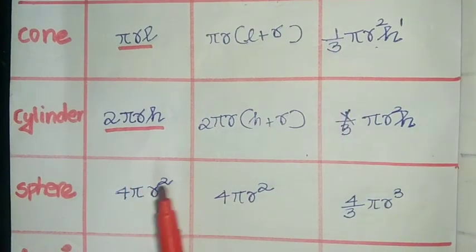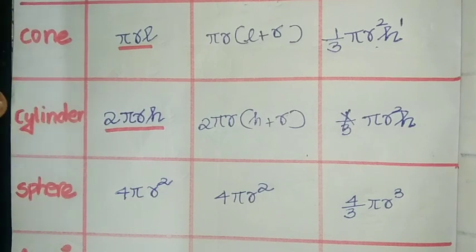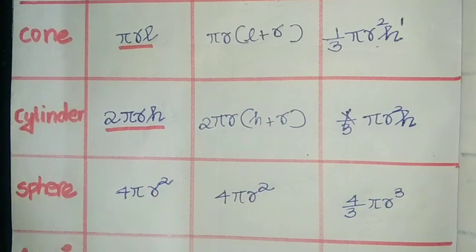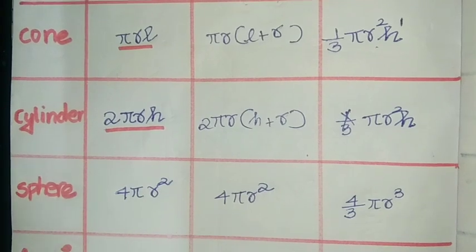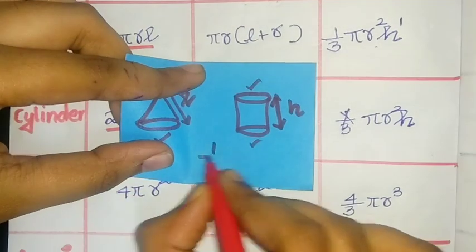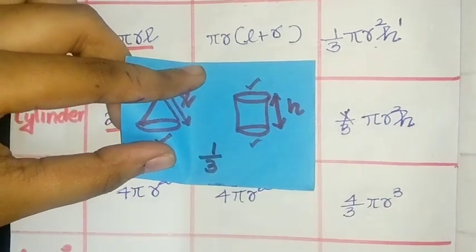How to remember this 1 by 3? Very simple. When you think about a cone, what comes to our mind? Ice cream. So remember, one cone, 3 scoops of ice cream. So simply 1 by 3 will come automatically into our picture.